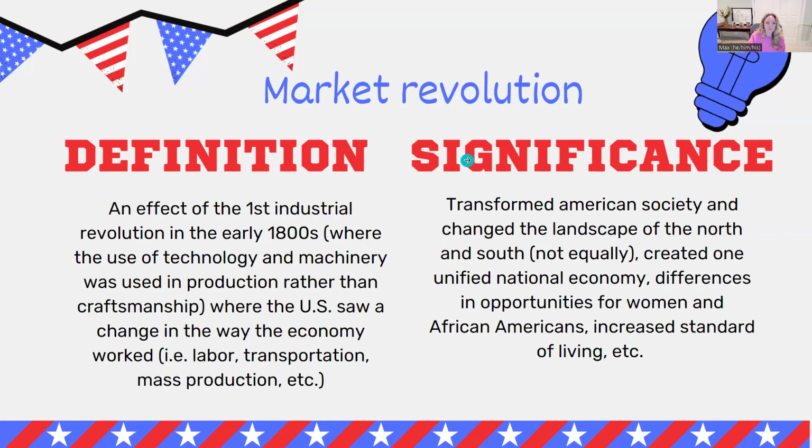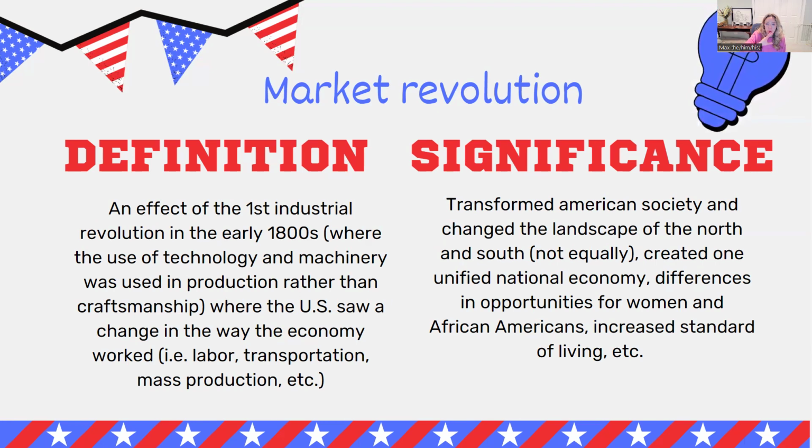Market revolution. All right. So an effect of the first industrial revolution in the early 1800s. One of the reasons that the first industrial revolution came about was the War of 1812. When Great Britain blockaded all of New England, we're like, all right, I guess we've got to rise to the challenge. Let's start producing. And it rapidly industrialized New England.